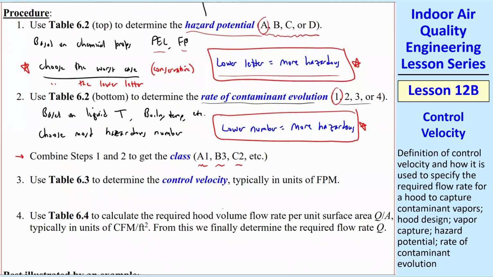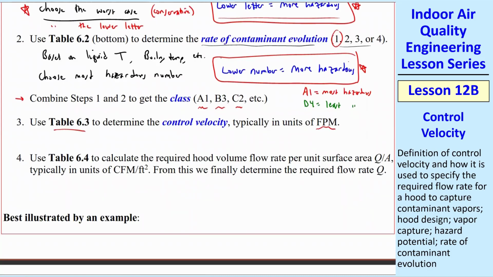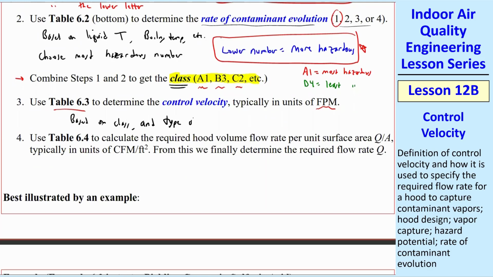Step 3, now use table 6.3 to determine this control velocity in feet per minute. I just wanted to make a comment here. A1 is the most hazardous, and D4 would be the least hazardous. Control velocity is based on the class. By the way, this is called the class when you combine the letter and the number, and type of hood.